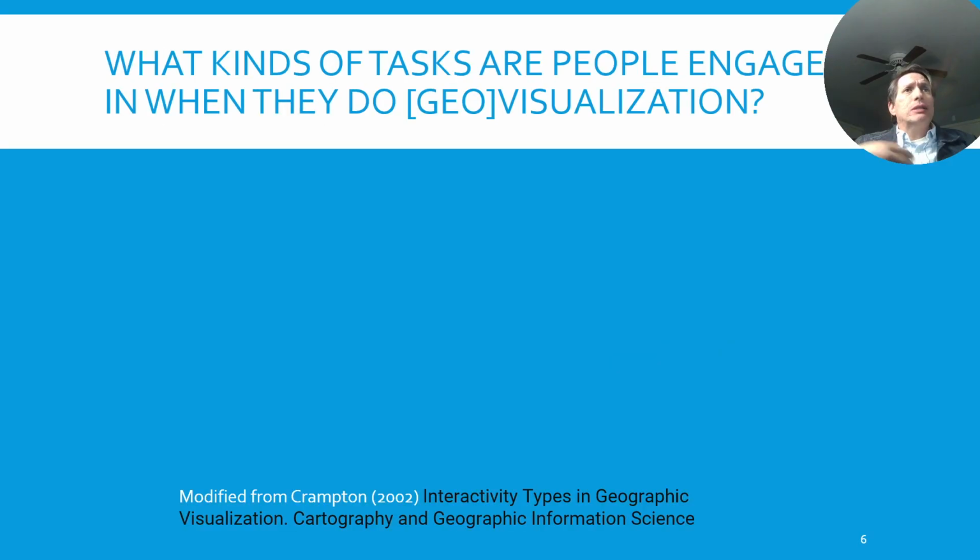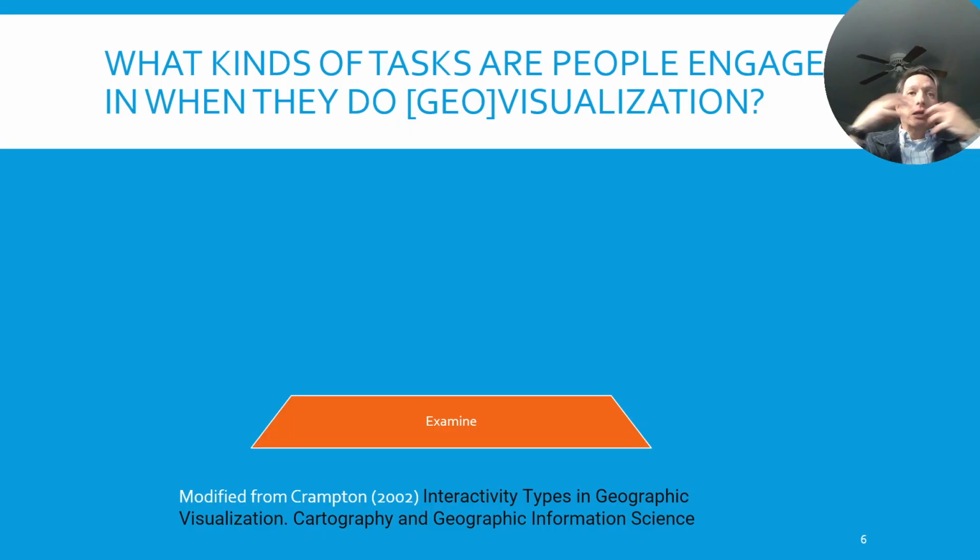Then if we think about what kinds of tasks people can engage in when they are doing visualization, or in this case geovisualization, that is going to have like the cues that we are going to use. And yeah, I'm going to go into detail in the geo, because geo is geographic. It's about space. It's about things that surround us.